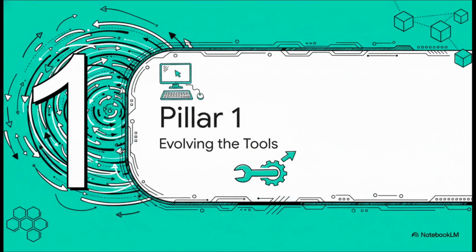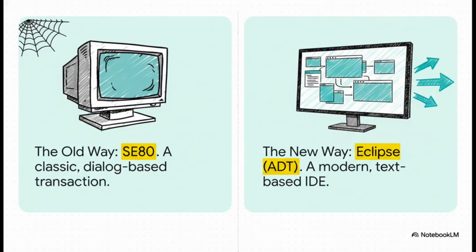All right, so let's jump into pillar number 1. This is probably the most tangible change, the one developers can really see and feel every single day. We're talking about the tools, the very environment where all the code gets written, and it has been completely reimagined. We are talking about a night and day difference here.